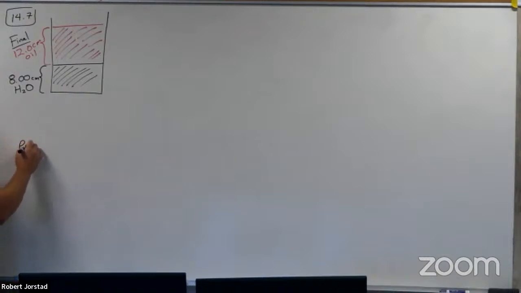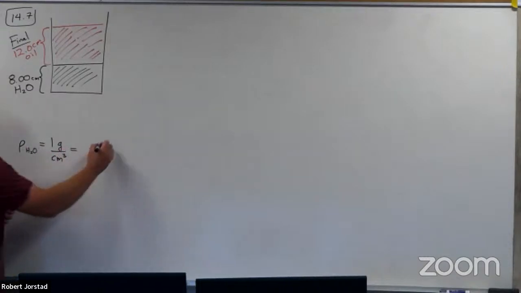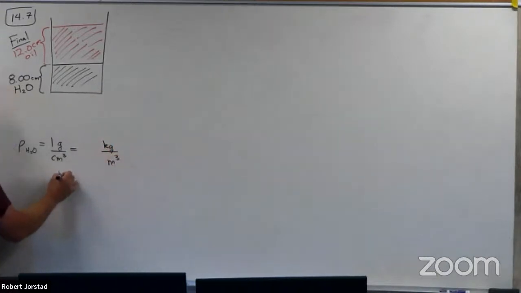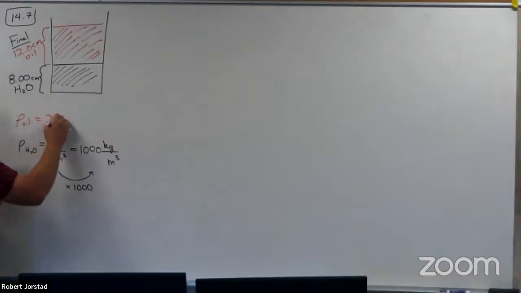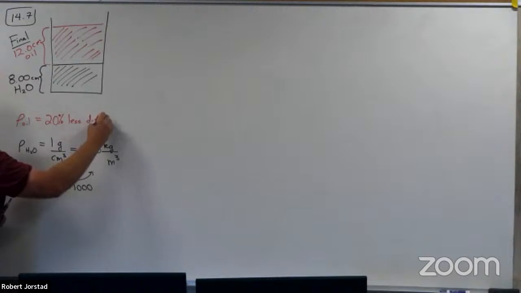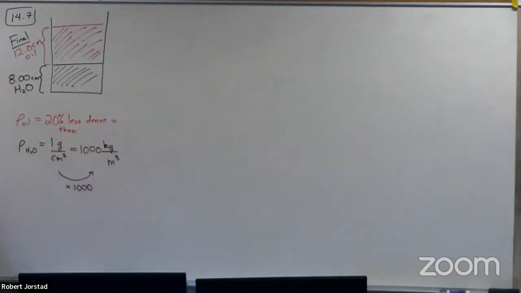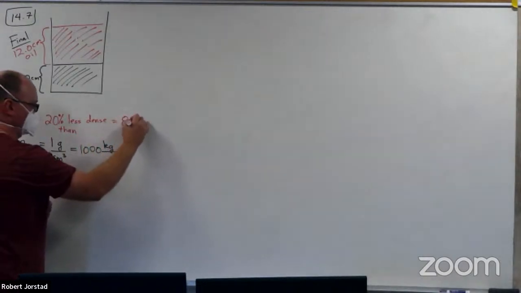Somebody remind me, what was the density of water? 1 gram per centimeter cubed. By chance, do you remember the conversion factor I told you if we want to go to kilograms per meter cubed? You remember that conversion? Times by 1,000. I'll give it to you. Just trust me. You can do the railroad tracks. Do you agree? What's the density of this oil in this problem? Does it say? It says 20% less dense than water. What's its density then? 0.80 times 1,000, which is 800.